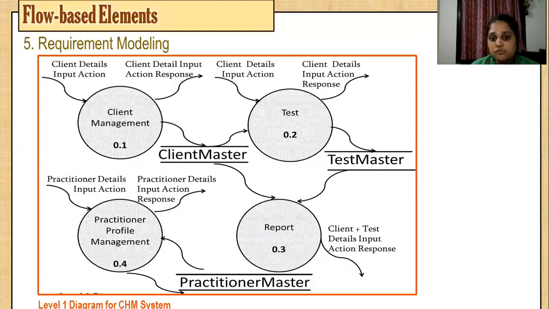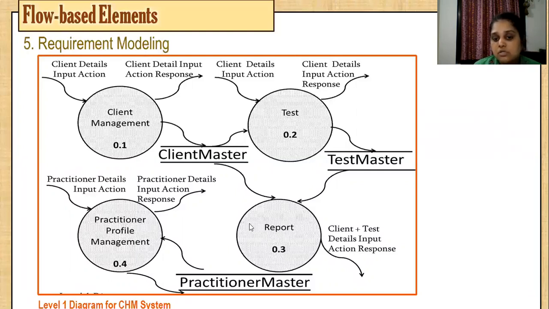Now what are these 4 bubbles? These 4 bubbles here are the processes that are taking place in my software. You can say these are the functionalities of my software. So as you know that in the use case we saw an ellipse called client management. In the use case we saw an ellipse called test management.